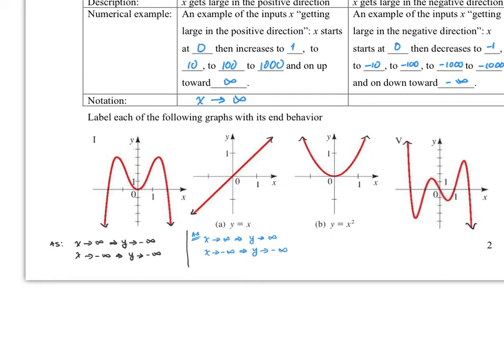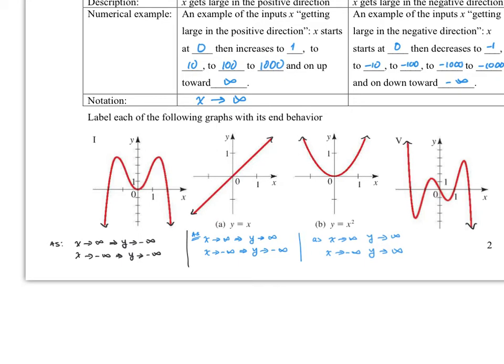Okay? And for this one, well, as x goes to infinity, y goes to also infinity. And the same thing happens as x goes to -infinity, y also goes to infinity, which again is obvious from the graph. As you move to the right, this goes up. As you move to the left, this also goes up.